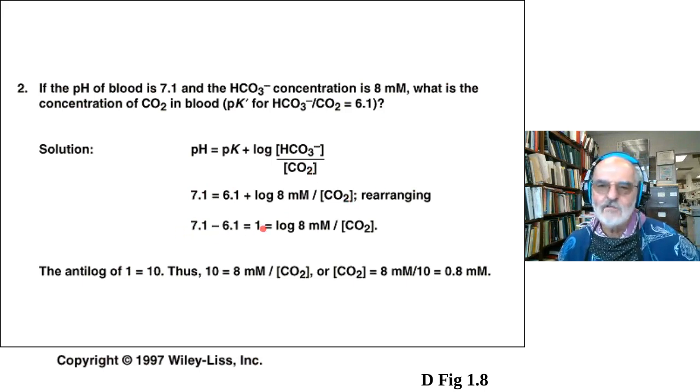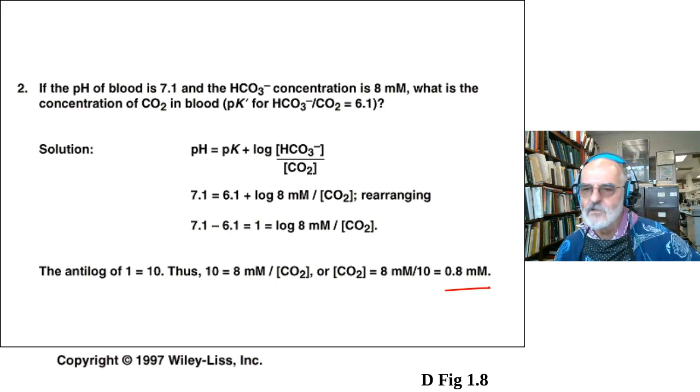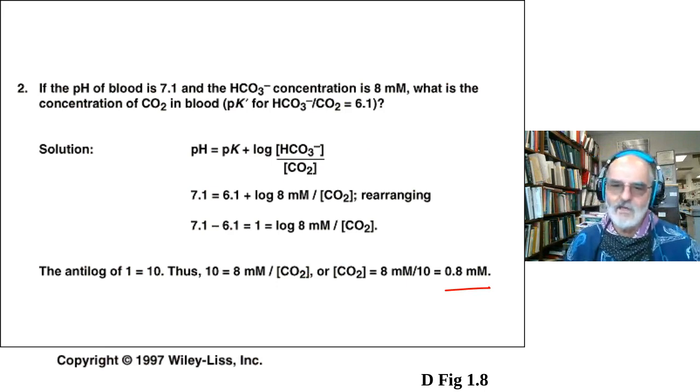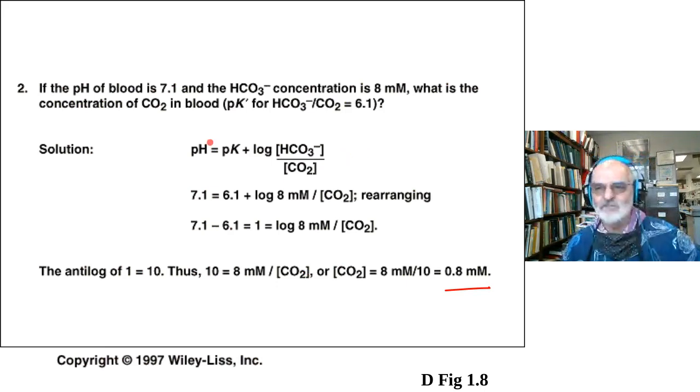So 7.1 minus 6.1 is 1. The anti-log of 1 is 10. And so 10 must equal 8 divided by CO2, so rearranging, CO2 must be equal to 8 divided by 10. So the CO2 concentration must be 0.8 millimolar. Okay. So given the pH, know the pK, given one of these concentrations, you can solve for the other concentration. You have to take an anti-log and then rearrange the equation to do this.